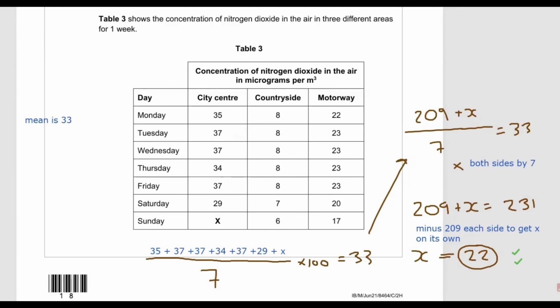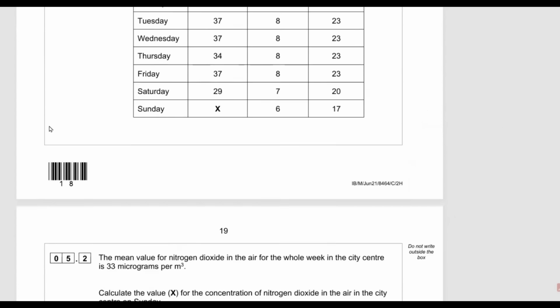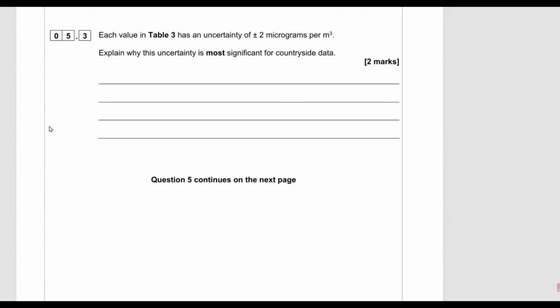Okay, so x equals 22, and of course that's micrograms per meter cubed, and that is the concentration of nitrogen dioxide in the air in the city centre on the Sunday, so the missing number. Let's go on to the next part of the question, 5.3. Each value in table 3 has an uncertainty of plus or minus 2 micrograms per meter cubed. Explain why this uncertainty is most significant for the countryside data.